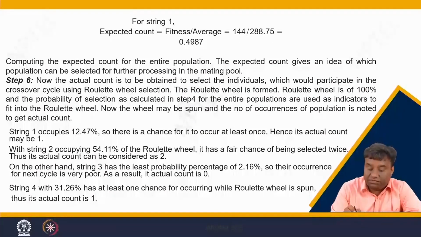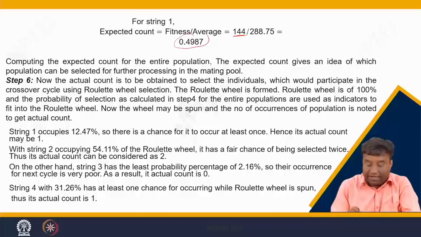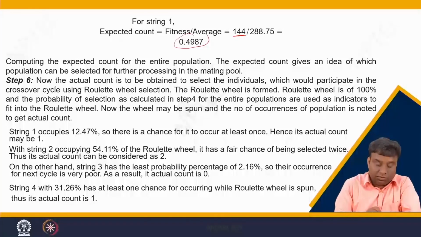So the expected count is fitness 144 divided by the average 288.75, which is 0.4987. Computing the expected count for the entire population gives an idea of which individuals can be selected for further processing in the mating pool.